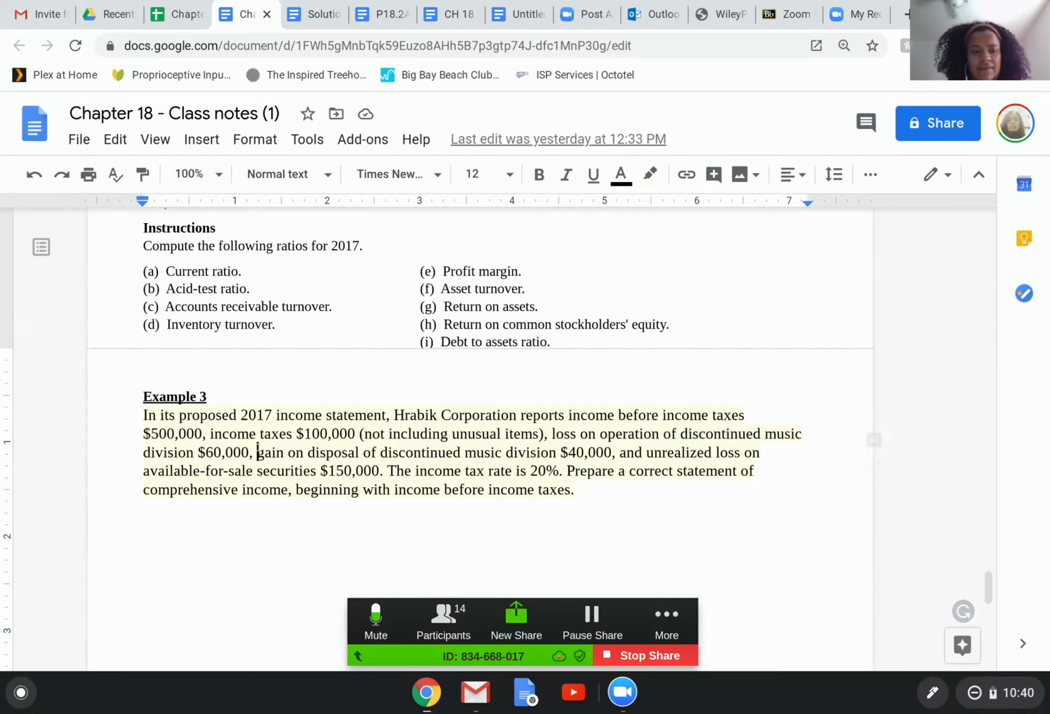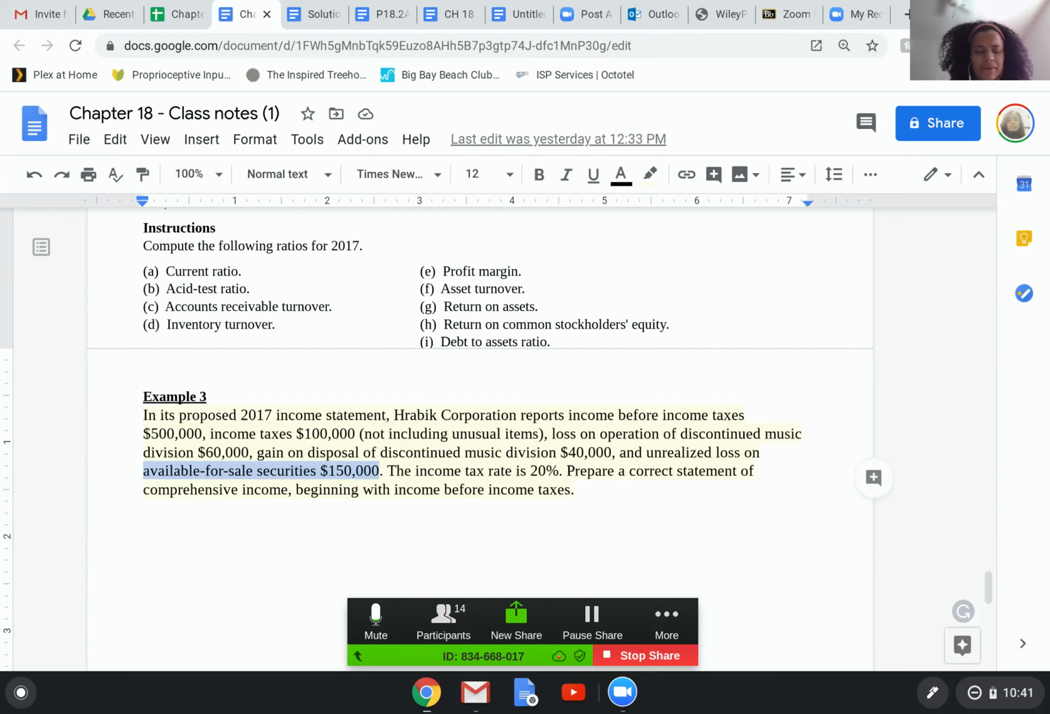Then they sold the music division, and it appears that there was a gain on the sale. So whatever assets and things related to the music division were sold for a gain of 40,000, and these numbers are before any tax impact. And an unrealized loss on available for sale securities of 150,000.